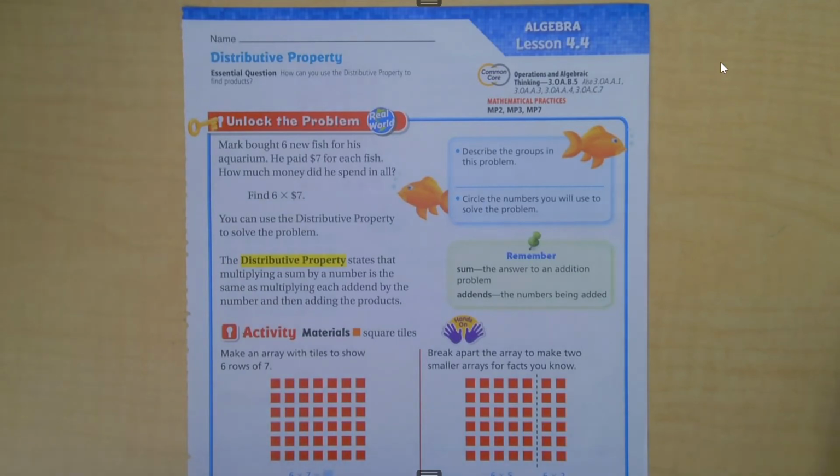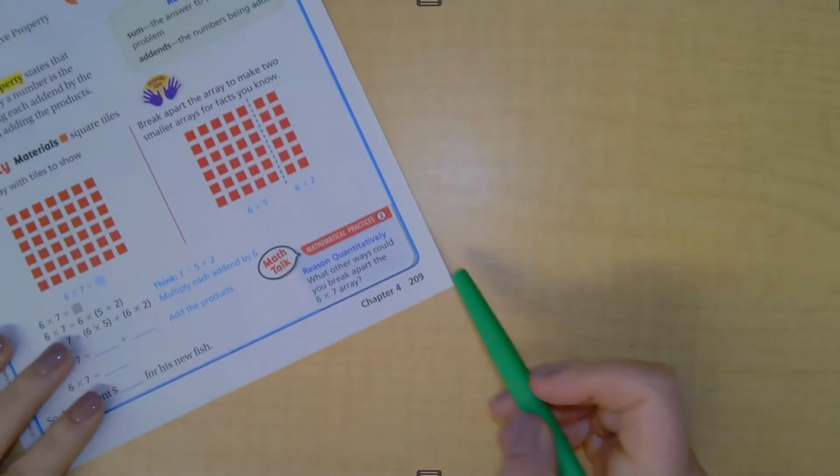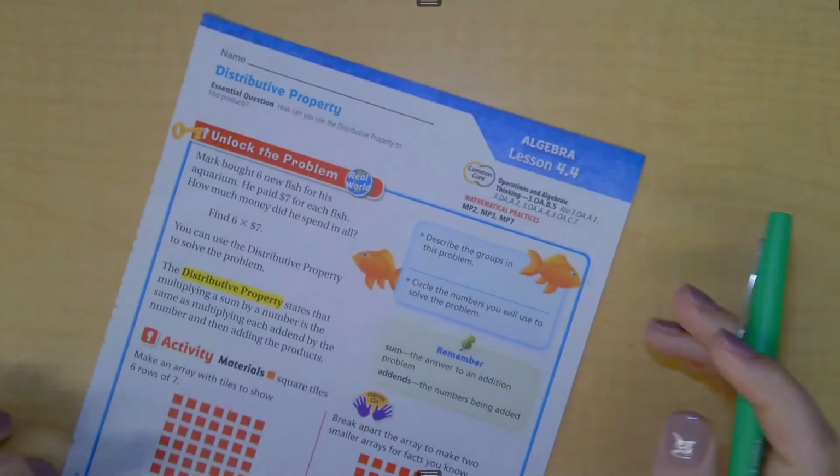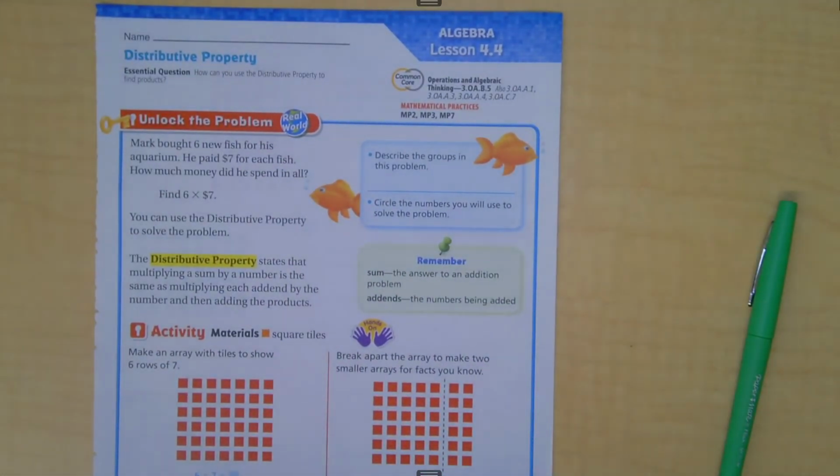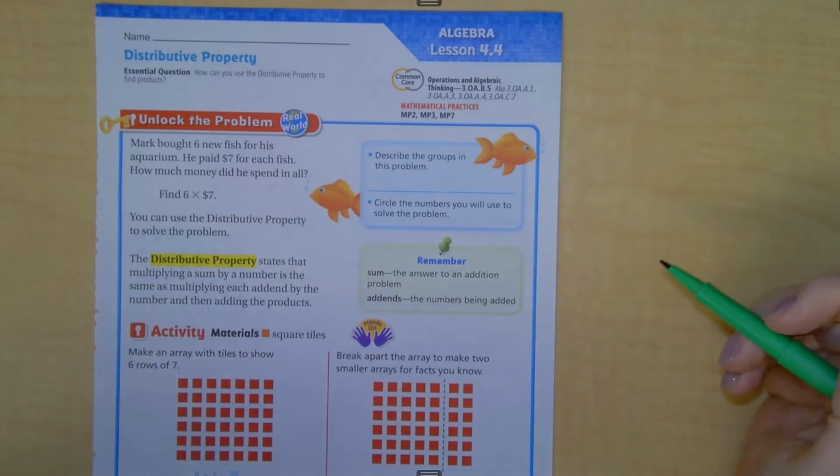Good morning, class. Today we are working on lesson 4.4 out of your GoMath textbook, and you will need page 209 for this lesson. So if you don't have that torn out yet, please go grab it. All right. Today is day one of learning about the distributive property.